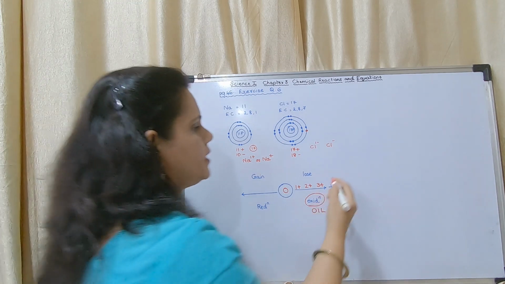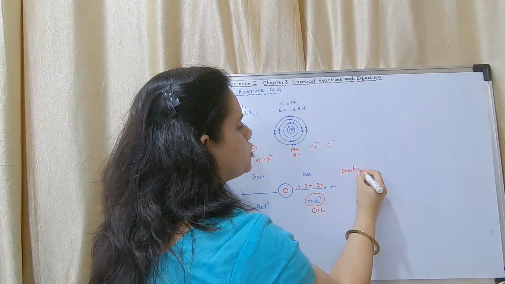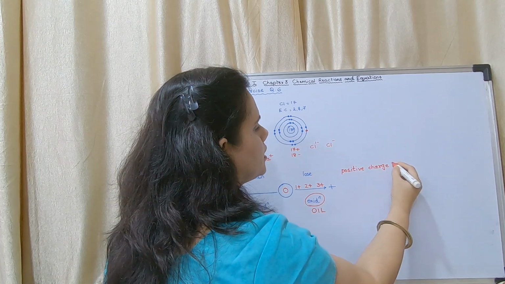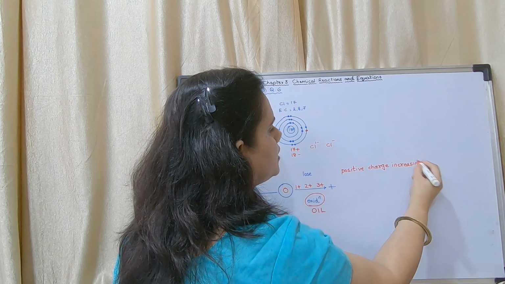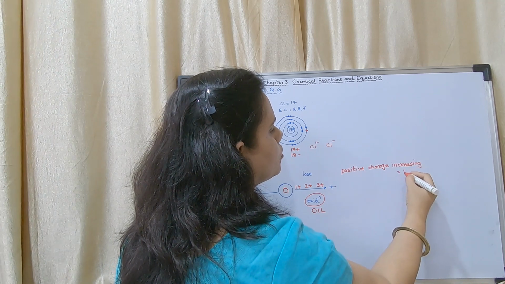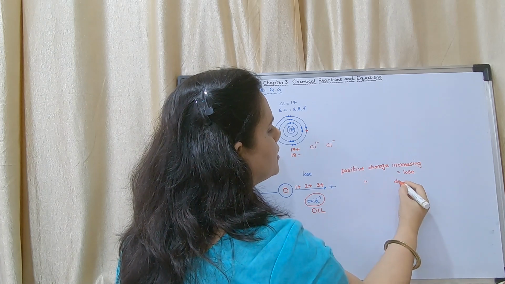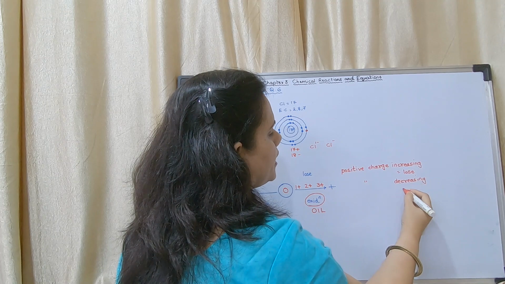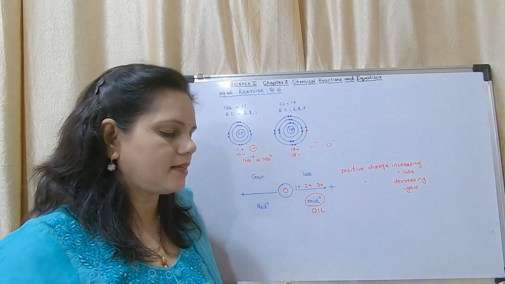I will write here: positive charge increasing is losing electrons, and positive charge decreasing is gaining electrons. Okay, what about negative charge?